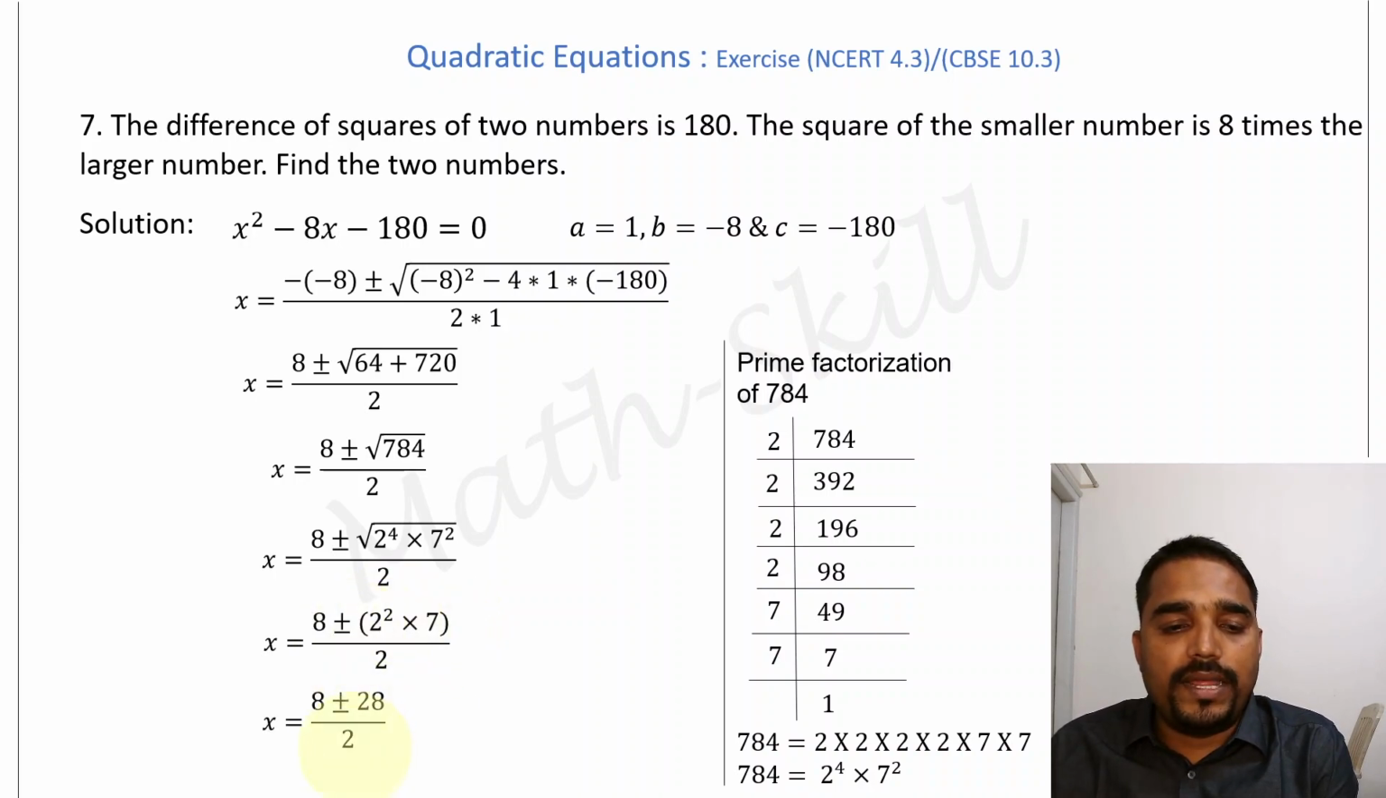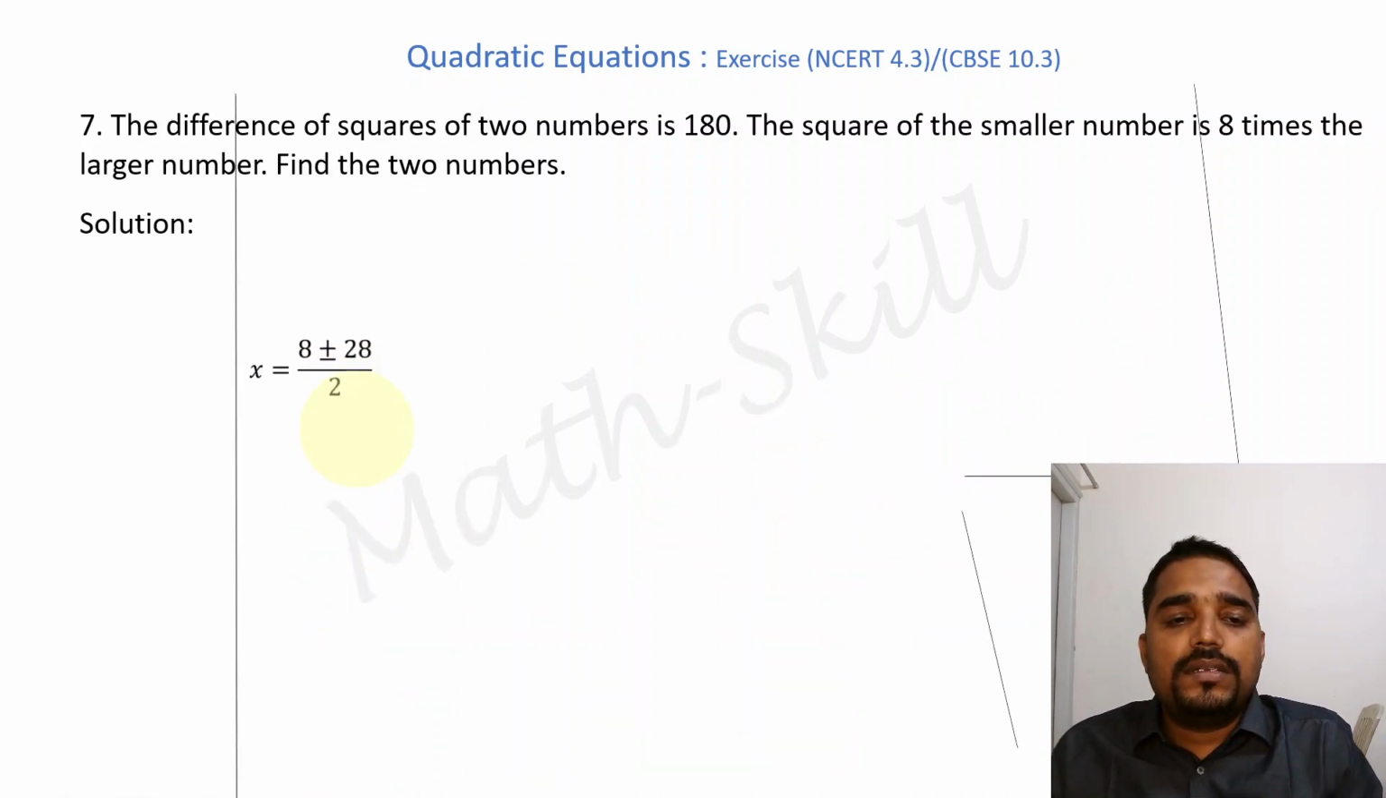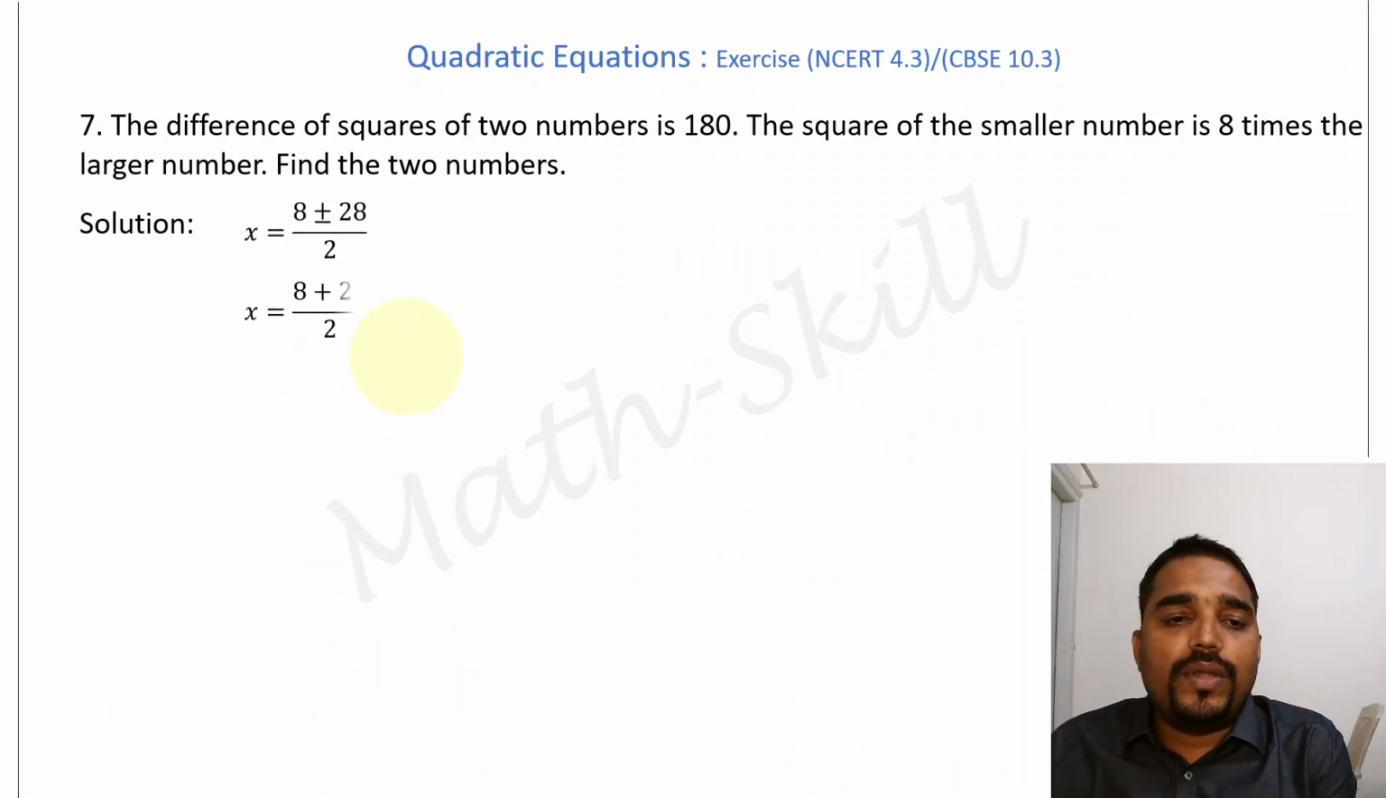Now, since it is a problem related to a quadratic equation, it can have a maximum of 2 values. Therefore, the 2 values of x would be x equal to 8 plus 28 whole divided by 2 and 8 minus 28 whole divided by 2. 8 plus 28 is 36 divided by 2, or 8 minus 28 is minus 20 whole divided by 2.